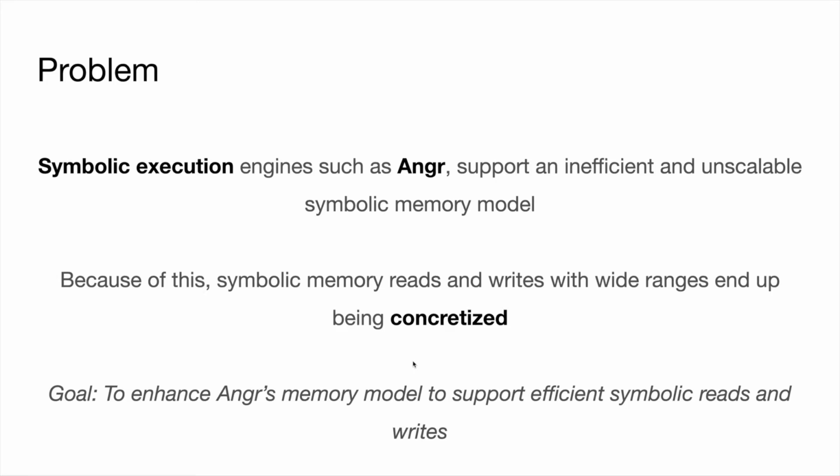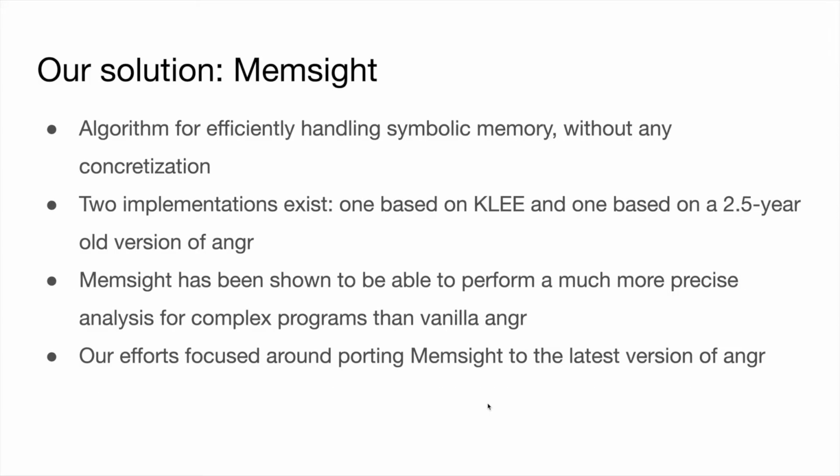I'll now formally introduce the problem statement. The problem is that angr's support for symbolic memory is inefficient and unscalable. This leads to aggressive concretization when handling symbolic reads and symbolic writes for complex programs. Concretization is bad because concretization leads to missing paths and thus missing bugs. So our goal is to enhance angr's memory model to be able to support efficient symbolic reads and efficient symbolic writes.